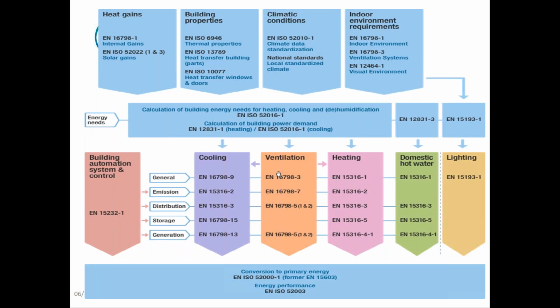The output of this calculation is of course the input for the system calculations on cooling, ventilation, heating, domestic hot water and lighting, taking into account the effect of building automation systems and controls. And finally, it lands on the overarching standards where you have the final expression on the conversion to primary energy and other expressions you want to follow. This will be presented by Laurens Sokal.